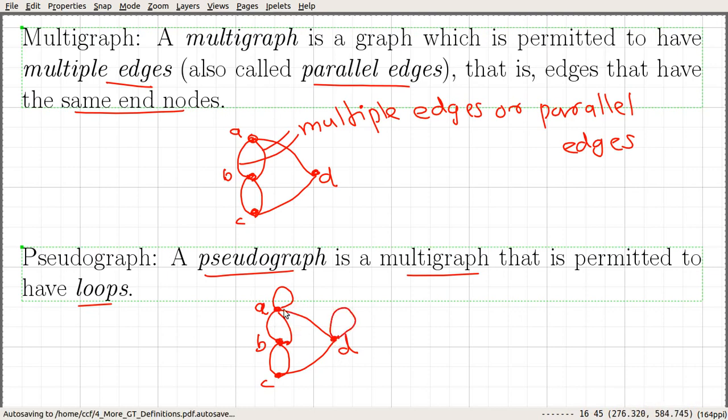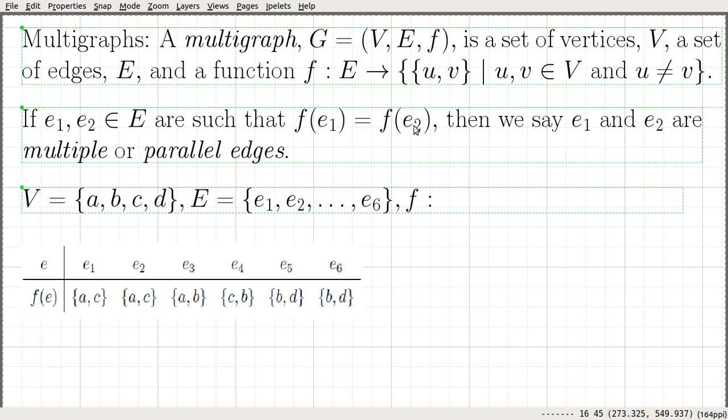A loop is an edge that originates and ends at the same vertex. Here we have two loops. This is an example of what is called a loop. So this is how a pseudograph looks. This is an example of a multigraph, and this is an example of a pseudograph. Let me formally define those graphs, multigraph and pseudograph.